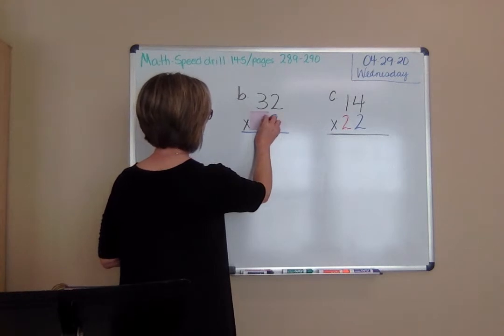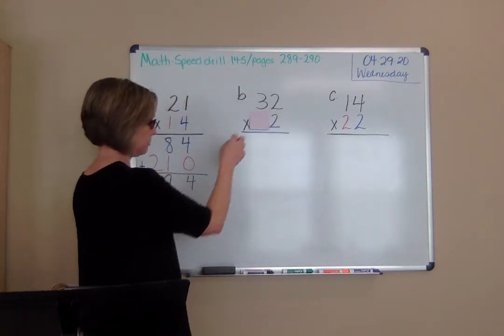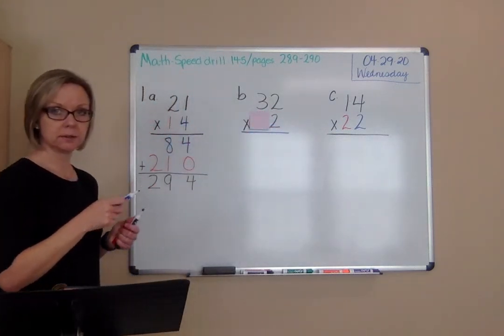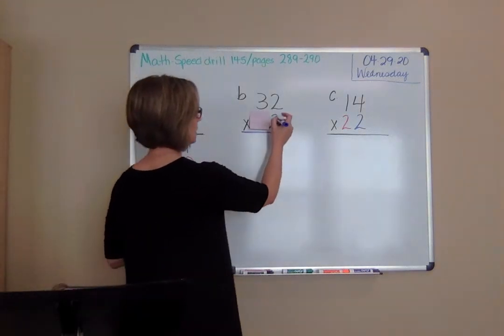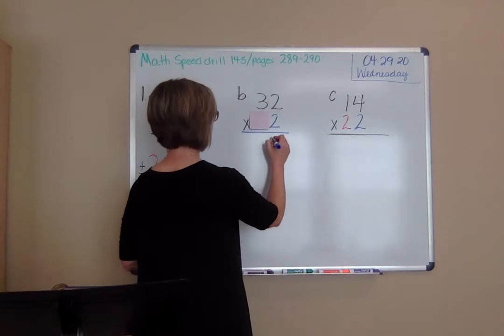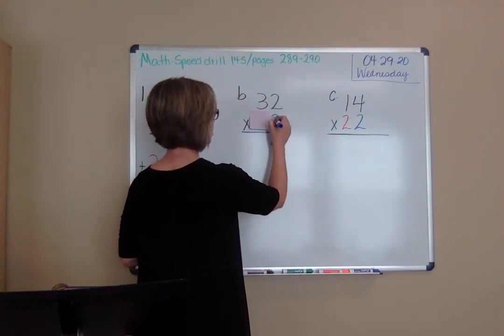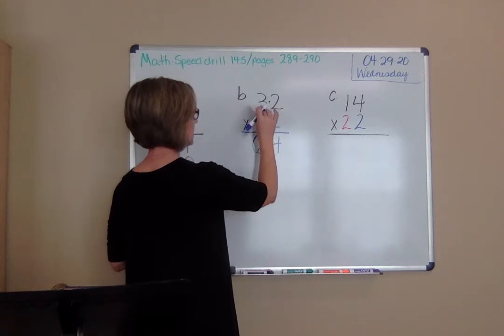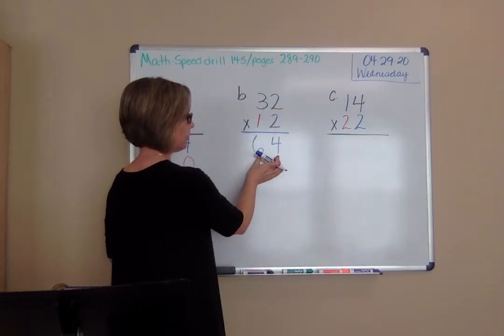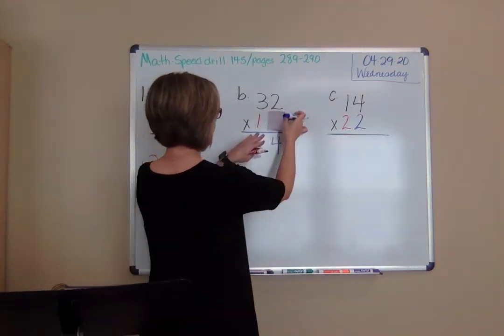First thing I'm going to do is cover up my tens place. I'm going to start with my blue for my ones place. So let's see what our blue value will be. 2 times 2 equals 4. 2 times 3 equals 6. So for the ones place, you should have 64.